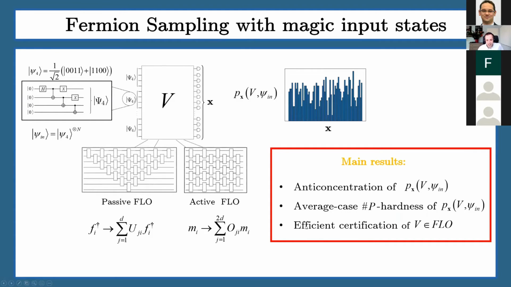And lastly, this is maybe the easiest thing to grasp. We give an efficient scheme to certify an unknown fermionic linear operation. So you give me an unknown V from this class, and I have a procedure that efficiently will tell me that this is actually a V from FLO. In the rest of the talk, I will basically be debunking all those buzzwords that appear in this slide.